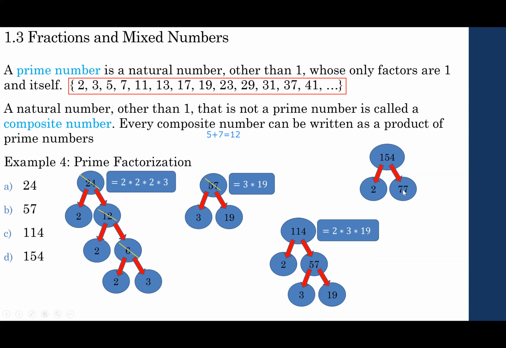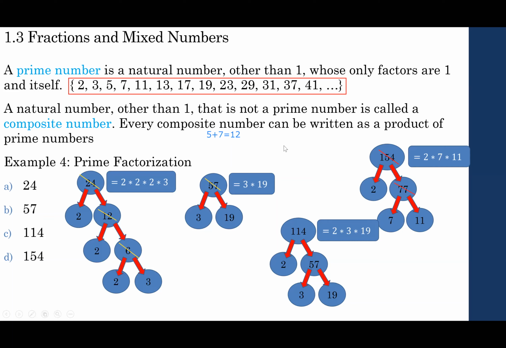And we know that 77 is not a prime number. Why? Because 7 times 11 will give me 77. Anything that has the error underneath, we do not look at it. Everybody agree that my answer, the prime factorization, should be 2 times 7 times 11, right? So this is the idea of prime factorization.